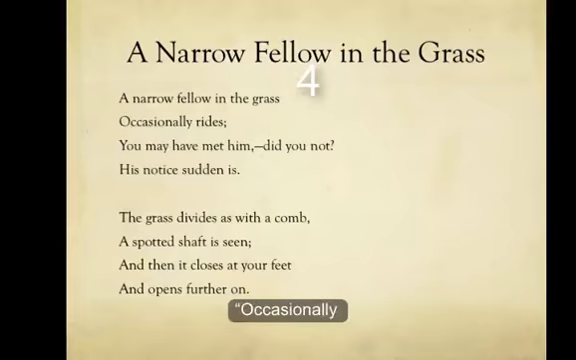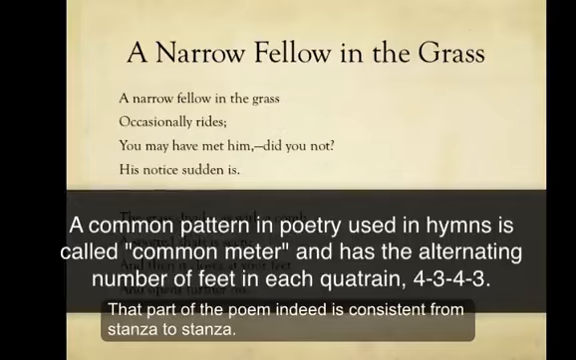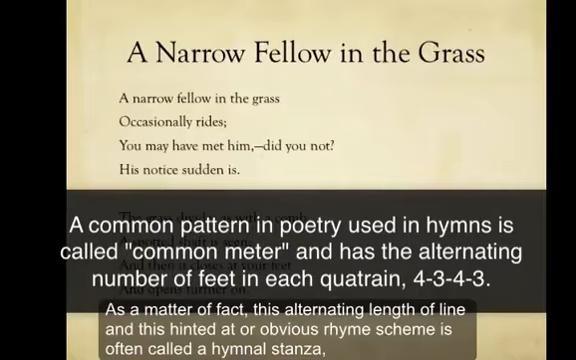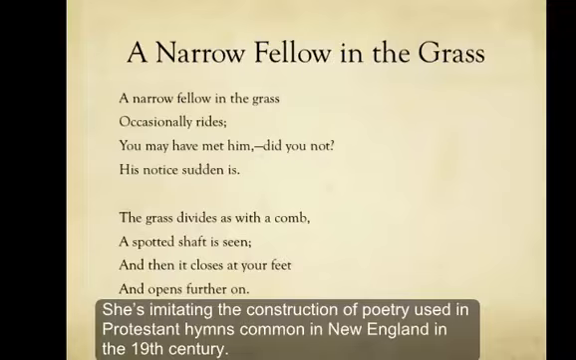Occasionally rides. Only 3 feet. So we have an alternating pattern of 4 feet and 3 feet, not syllables, feet. That part of the poem, indeed, is consistent from stanza to stanza. As a matter of fact, this alternating length of line and this hinted at or obvious rhyme scheme is often called a hymnal stanza, and we see it commonly in works of Emily Dickinson. She's imitating the construction of poetry used in Protestant hymns, common in New England in the 19th century.